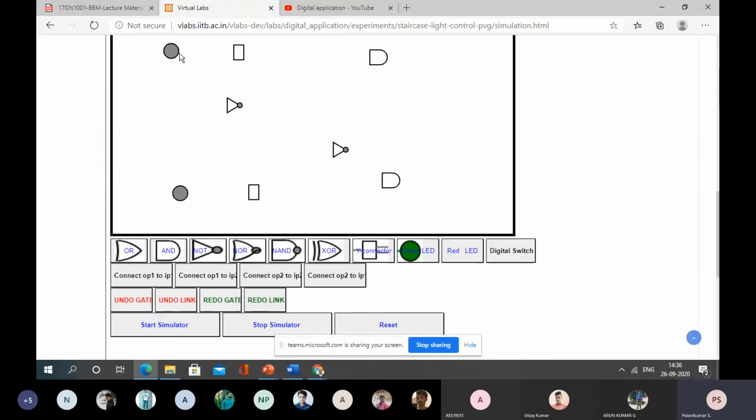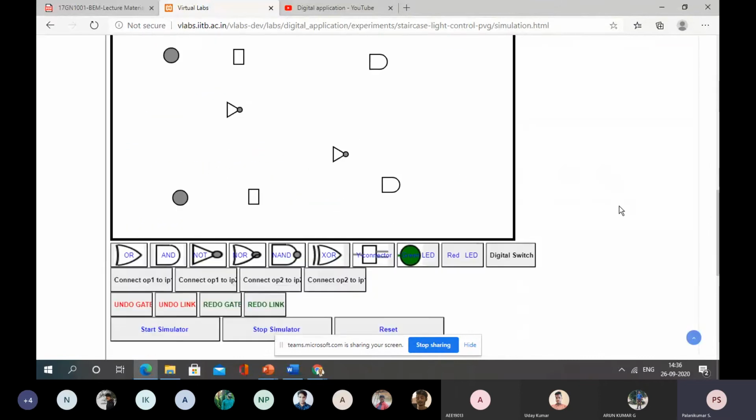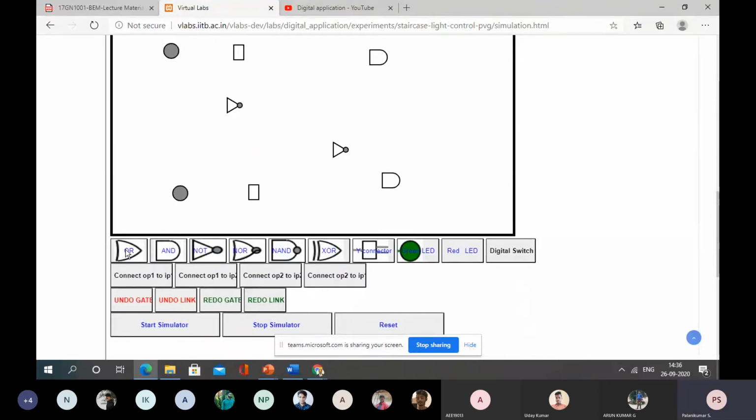So I'm making AND first and then OR using this invert logic. So I need one OR gate. OR gate. Okay. So first, what I have to connect is connect output one to input one. Okay, that we have to click, connect output one, input one. Now I am connecting. Okay, connect output two to input two. So now I am clicking this.